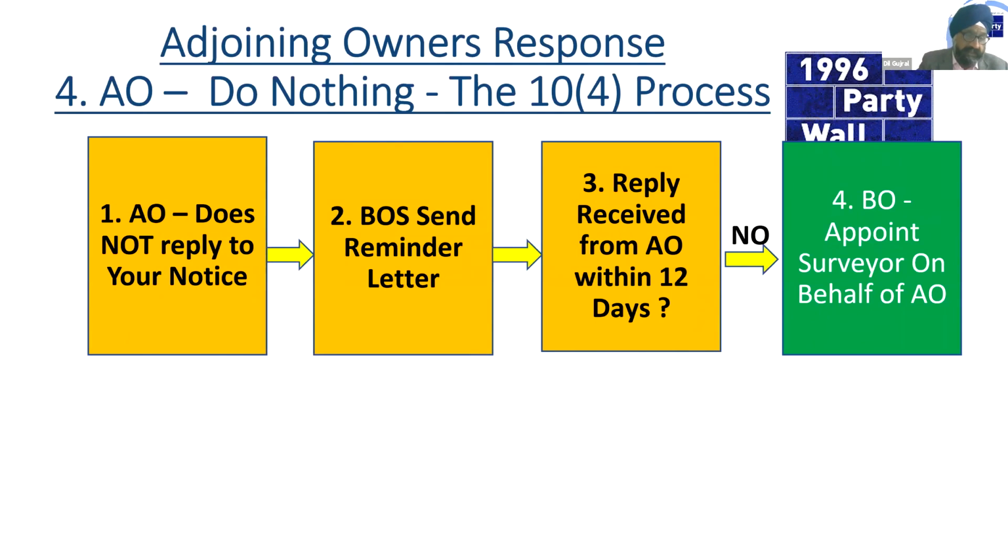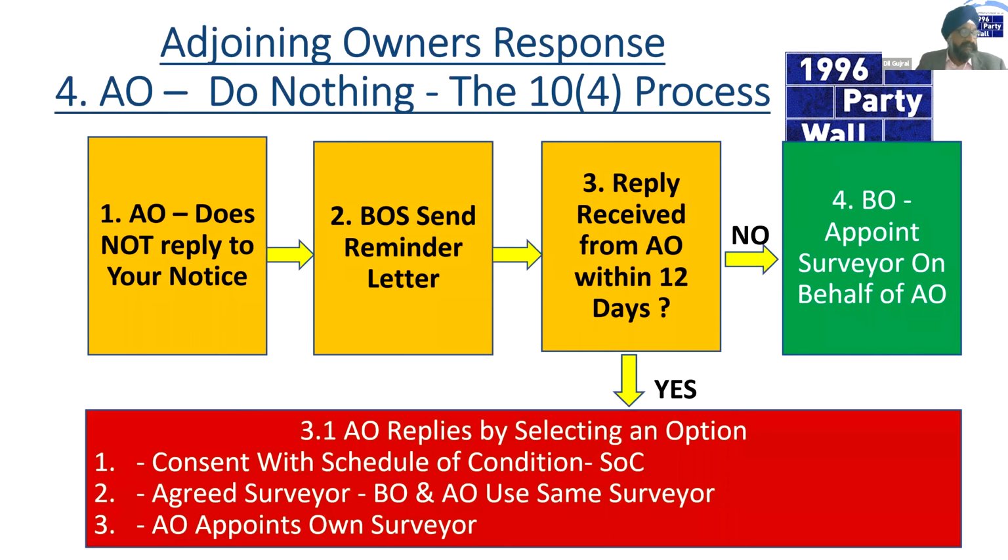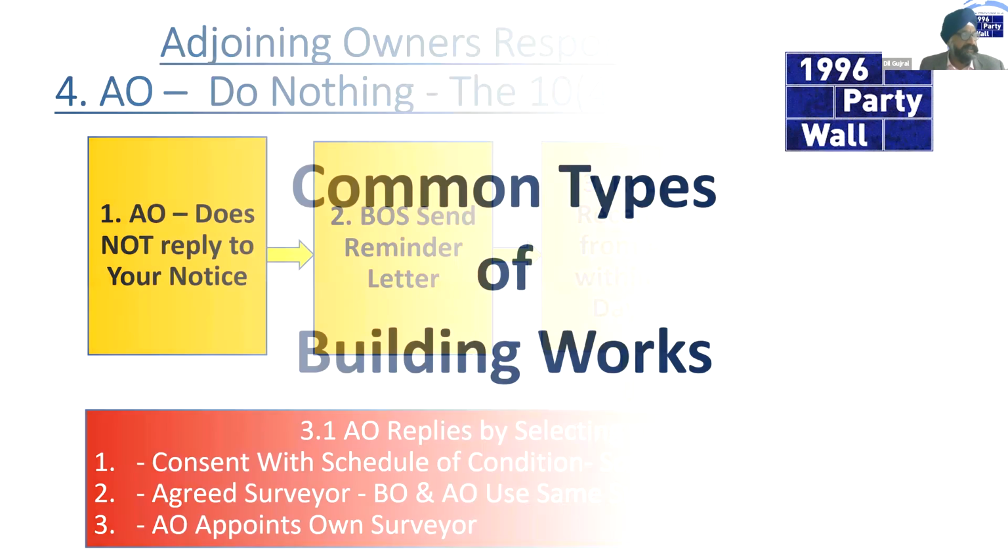So therefore, as a building owner, what you're doing is closing the door to the adjoining owner appointing a difficult surveyor. Now, I know surveyors are supposed to be impartial and carry out their duties properly, but we can get difficult surveyors, and also it's the correct way to do the process. You have to appoint a surveyor on their behalf. Of course, within those 12 days, the adjoining owner can go back and respond with the previous options, i.e. consent with a schedule of condition, use an agreed surveyor, or appoint their own surveyor. So those options are still available.